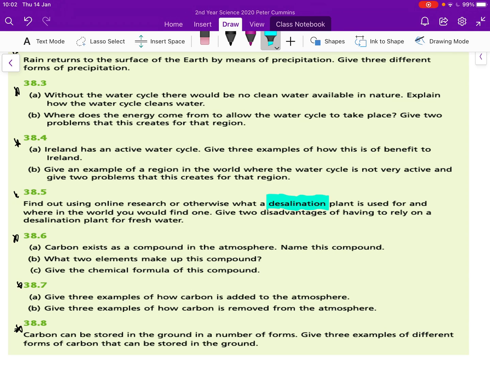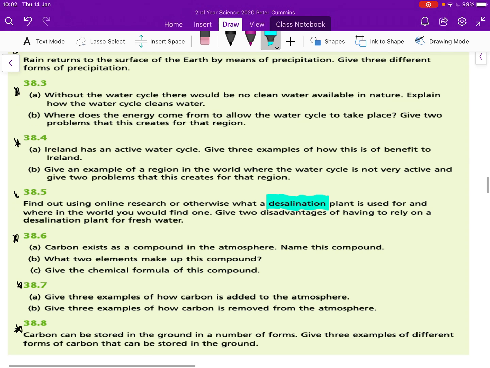So if you're waiting for plants to desalinate your water for you, well, you're going to be waiting a while. Those are the main disadvantages of that. So I suppose you're not going to get much water and it's going to take a long time. Okay, and the rest were fairly self-explanatory.